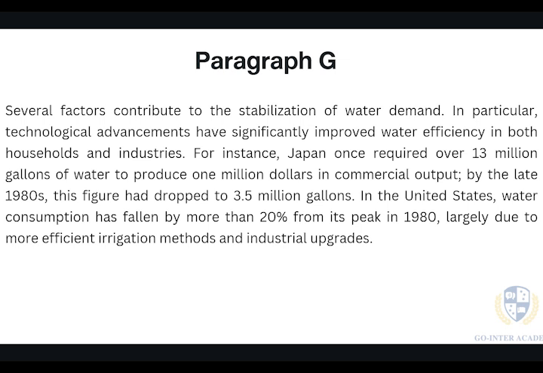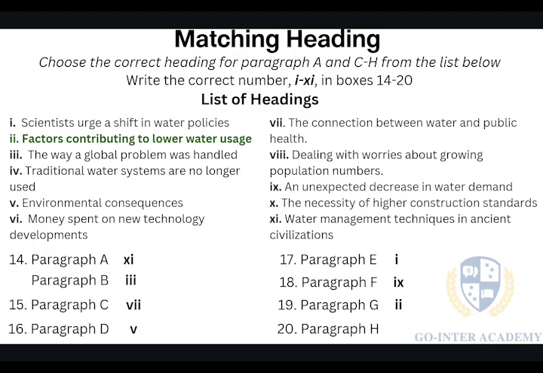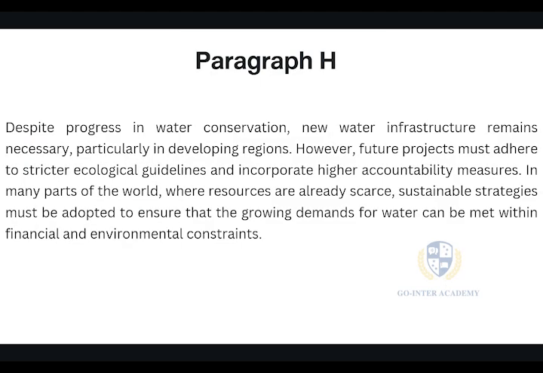This main idea completely aligns with the previous heading that we looked at earlier, which is heading 2. Factors contributing to lower water usage. This heading matches exactly because it answers the question, why? Why is water use no longer rising rapidly? So the correct answer for paragraph G is heading 2. Now we go to the last paragraph, paragraph H.